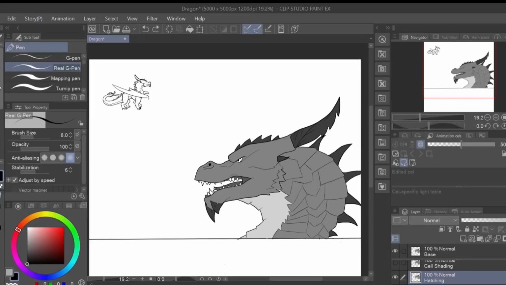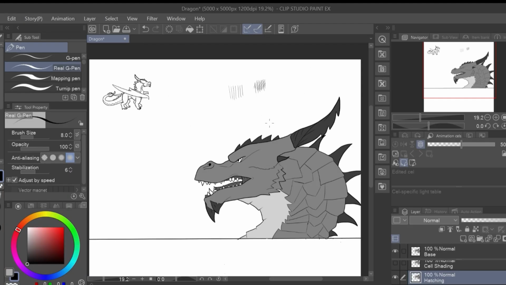To start, I will talk about hatching. Hatching is essentially drawing lines to define areas that are shaded. Now, there are two types of hatching, standard hatching and cross hatching. Standard hatching is just drawing the lines normally like so, whereas cross hatching is drawing another layer of lines at a different angle to darken an area further.